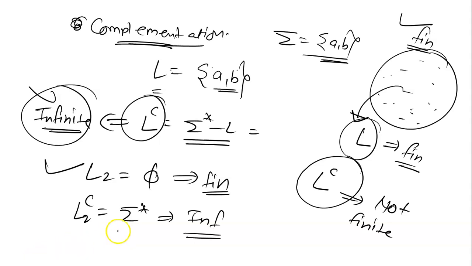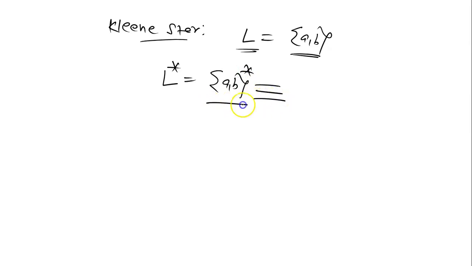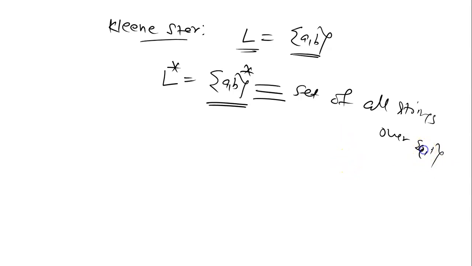Now let's see another operation, for example, the Kleene star operation. If you have a language L, consider the language {a, b}. This is a language in which you have two strings, a and b. Now if I take L star, what will it be? It will be {a, b} whole star, and this is basically your sigma star, the set of all strings over {a, b}.